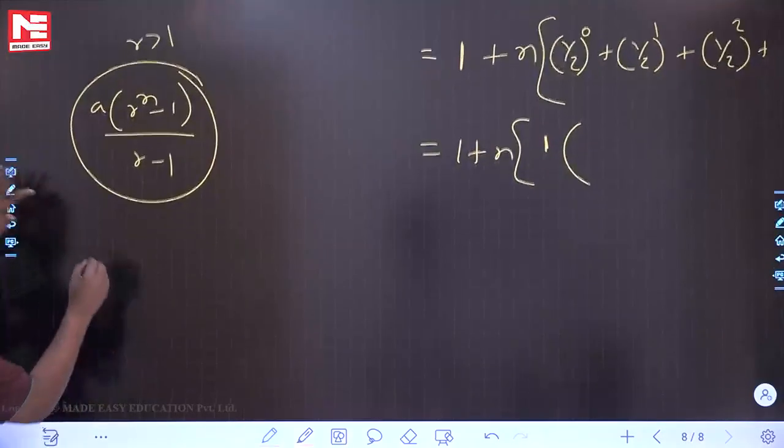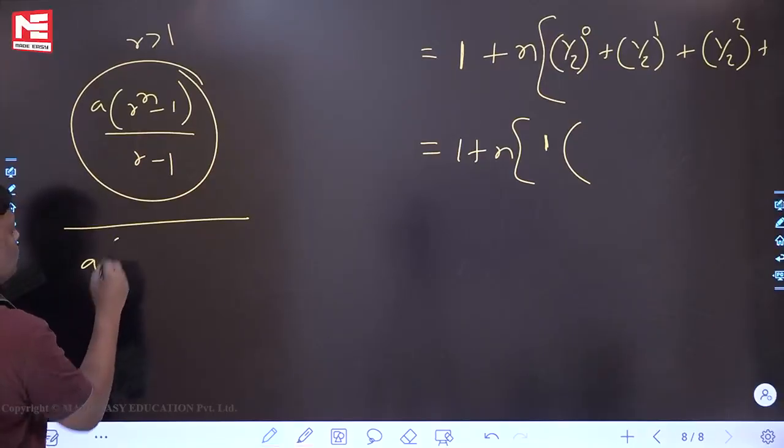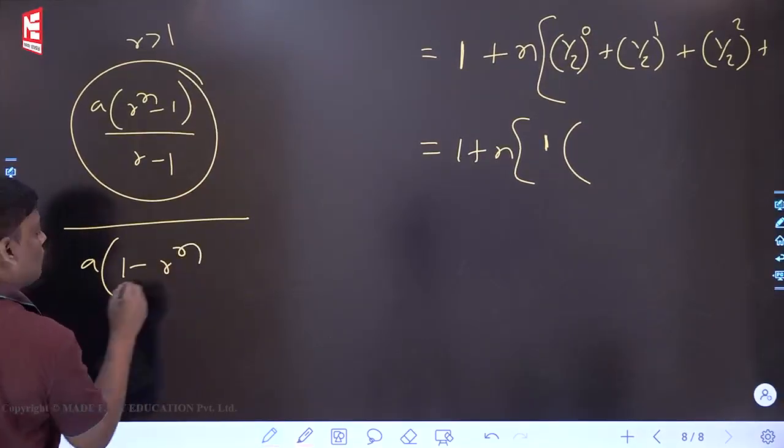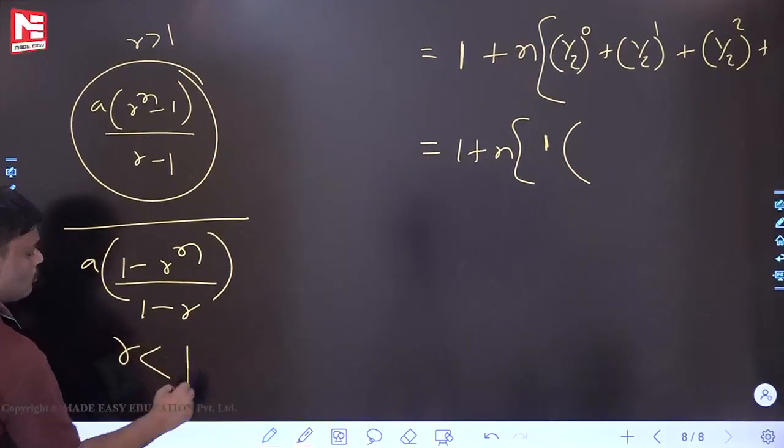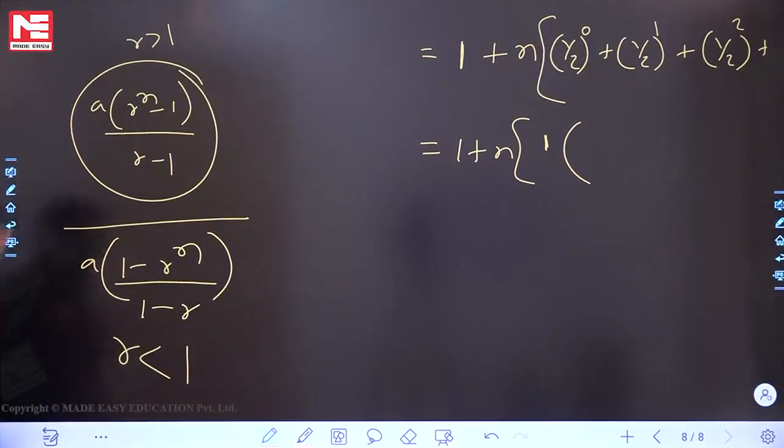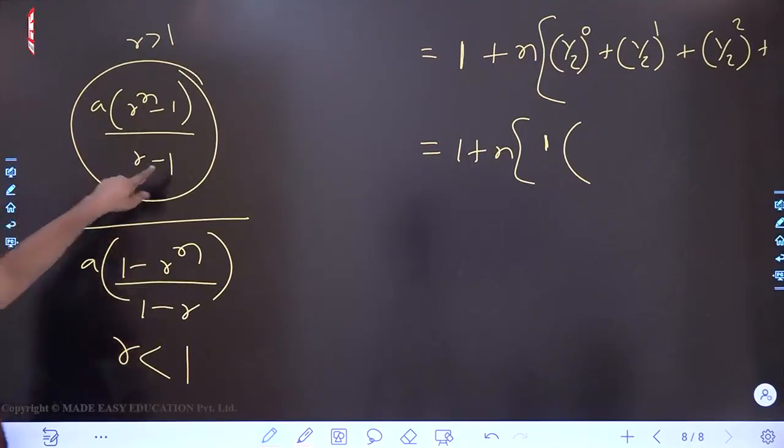Please be careful. If R is less than 1, what is the answer? A into 1 minus R power n by 1 minus R. If R value is less than 1, this is the formula. If R value is more than 1, this is the answer. Please be careful.